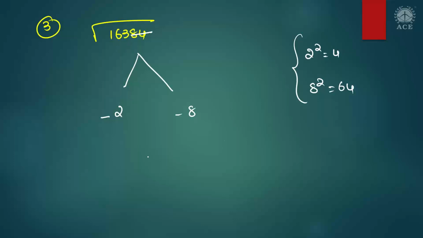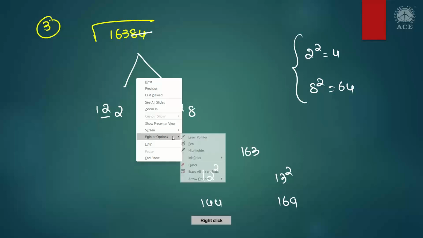12 square, 13 square. We have 144 and 169. Now for 163, first of all, we should put the lower value. It may be 122 or 128. Then among 122 and 128, how to decide?